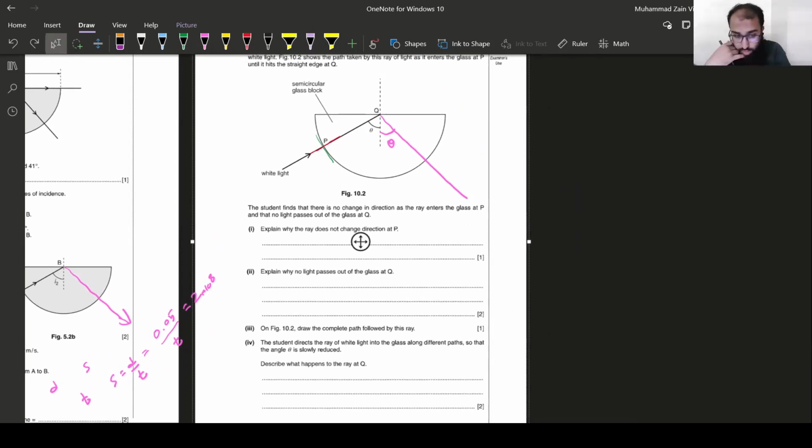If the angle is reducing, there would eventually come a point where the angle of incidence would be lesser than the critical angle. So at this point, there would be reflection taking place. And what we'll observe at Q is some light at Q. So that's what you need to answer.